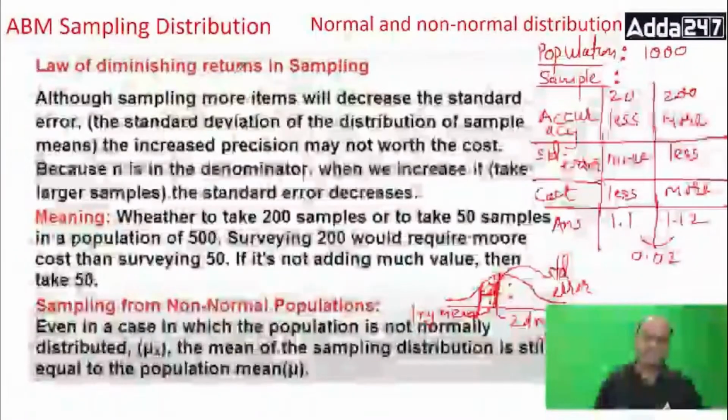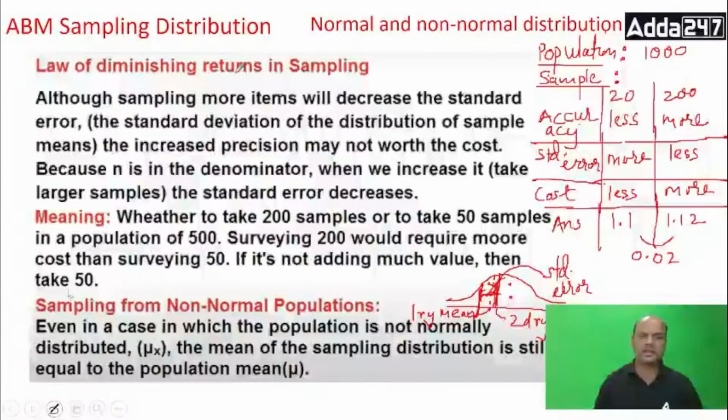Let's solve some theory and then the numericals. Law of diminishing returns. What do you mean by law of diminishing returns? See, it means that as you go on increasing the sample size, you become more accurate.